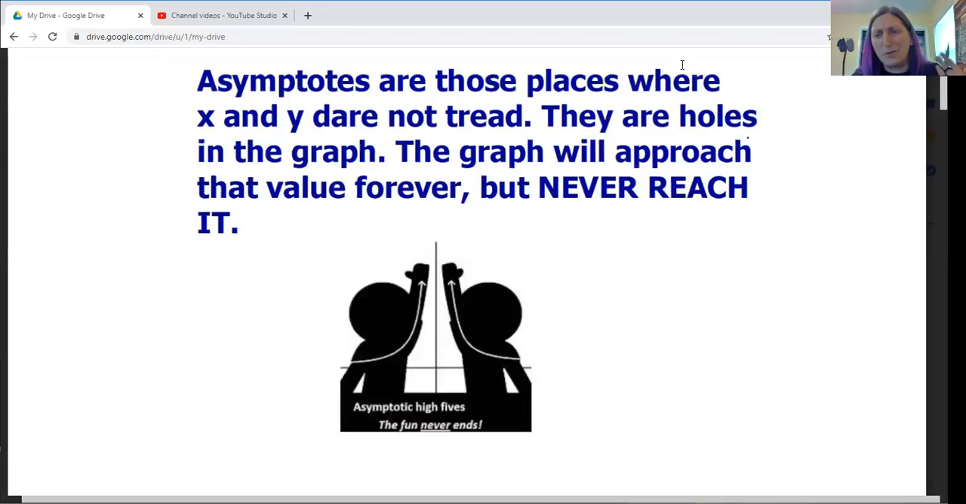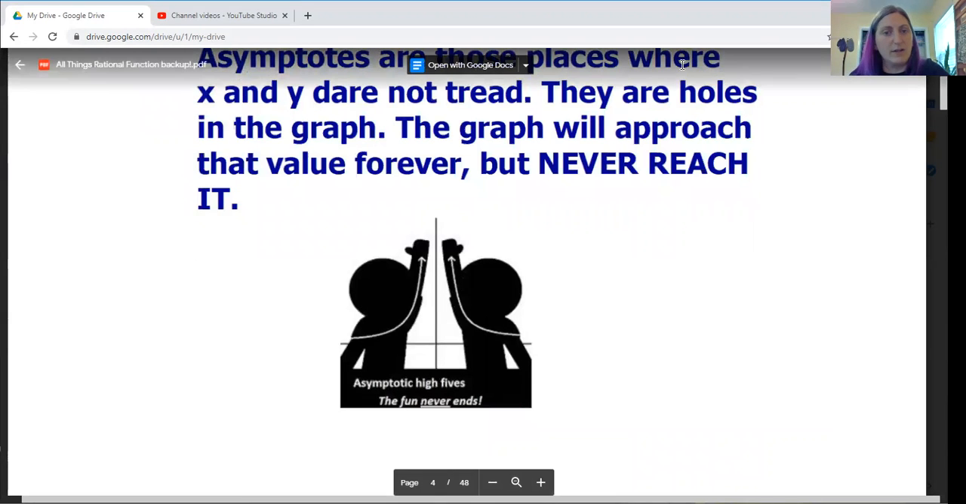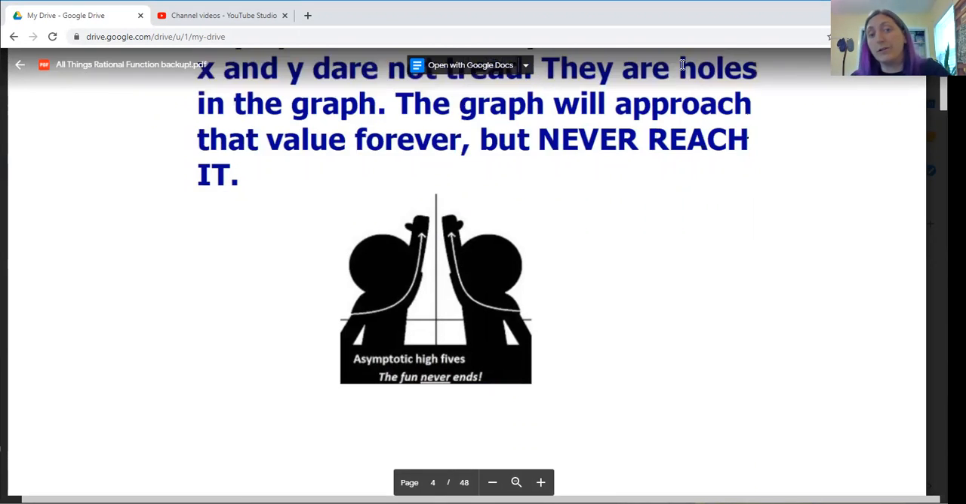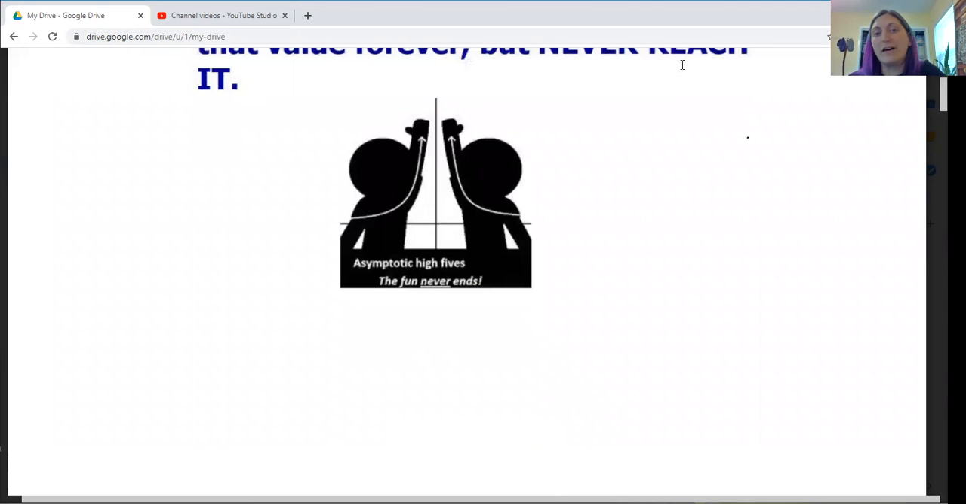That's a hole in the graph. An asymptote isn't quite a hole in the graph. It's really just where it increases or decreases at that point forever, but never reaches that value. Sort of like the concept of limits as you guys get into calculus. So asymptotes are those places where x and y dare not tread. Not really holes in the graph, but the graph will approach the value forever. Asymptotic high five.